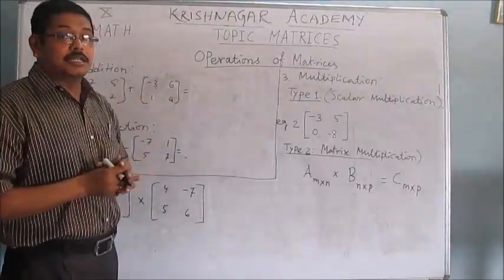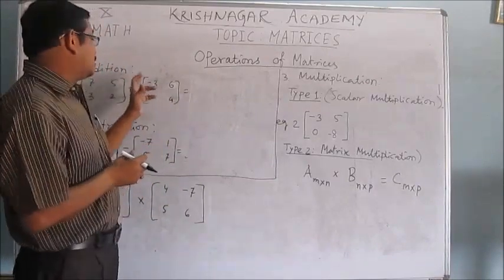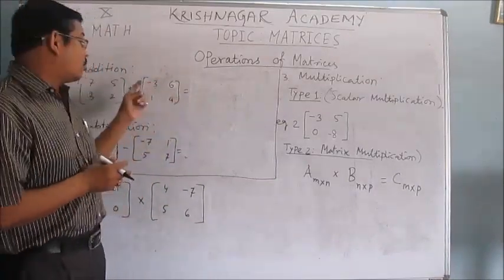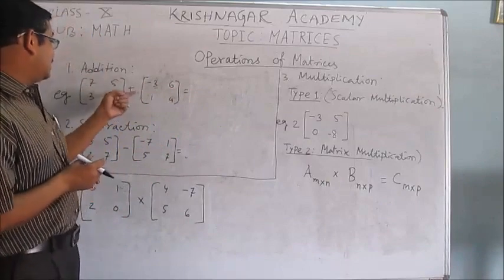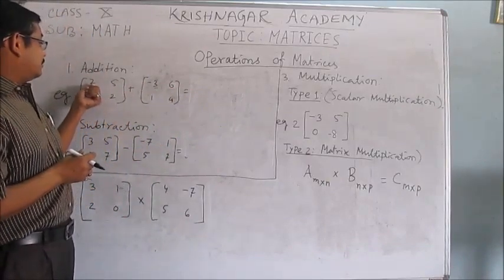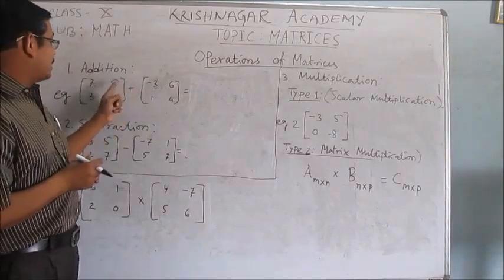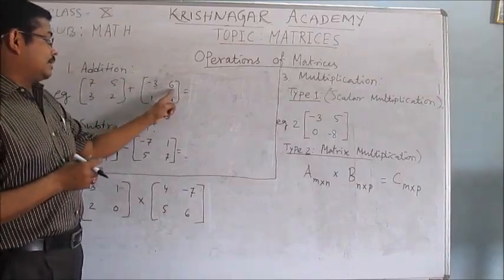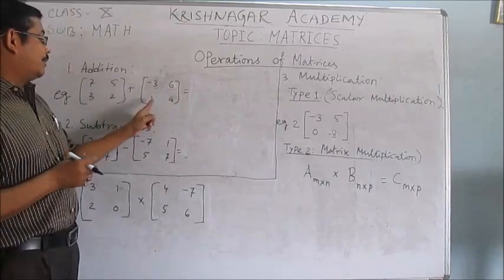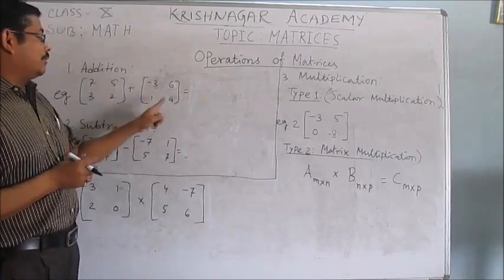And the technique of addition is that always you have to add the corresponding elements. So what is the corresponding element? Let's see in this sum 7 and this side minus 3. These two are corresponding elements. 5, the corresponding element is 6. 3, the corresponding element is 1. 2, corresponding element is 4.